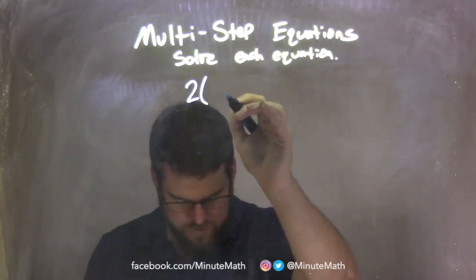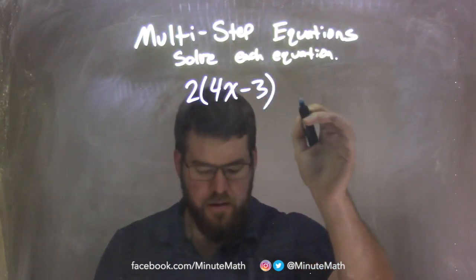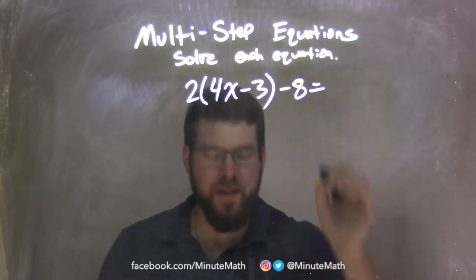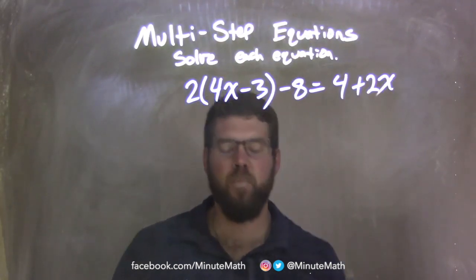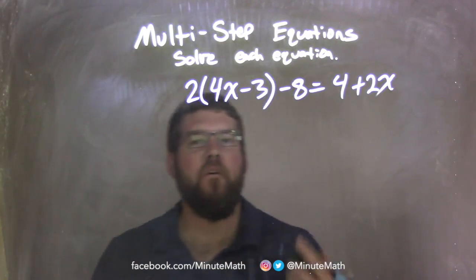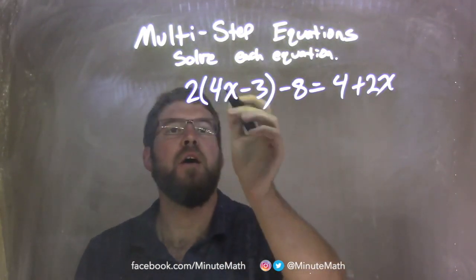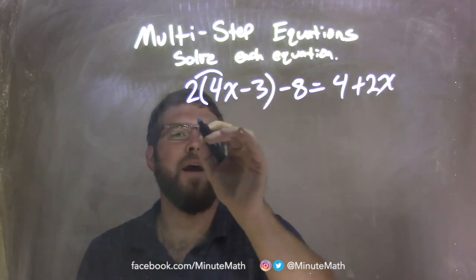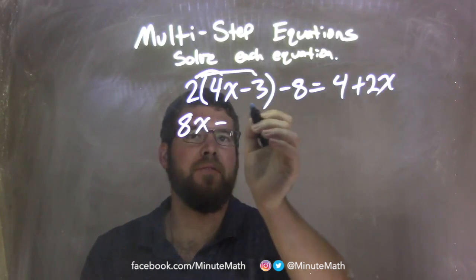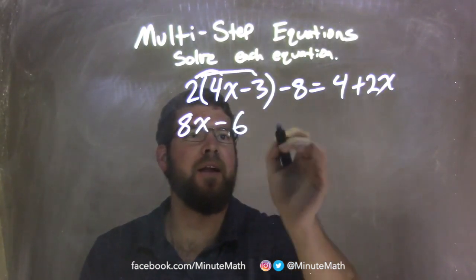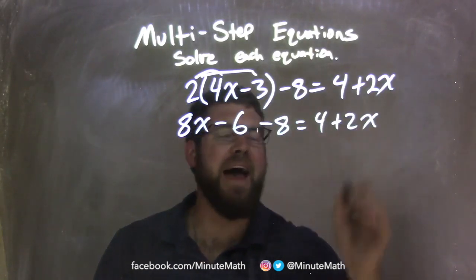2 times 4x minus 3, minus 8, getting tricky here, equals 4 plus 2x. Well, first things first, I'm going to distribute this 2 across. So the 2, I'm going to write 2 times 4x, which is 8x. 2 times 3 is 6. Make sure it's a minus sign. Then we have a minus 8 on the outside, equals 4 plus 2x.